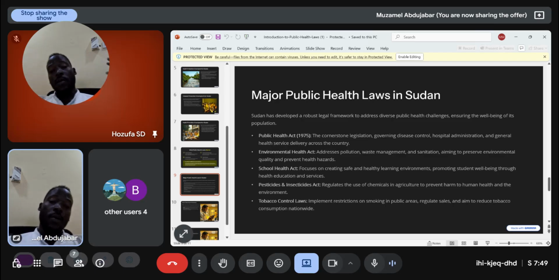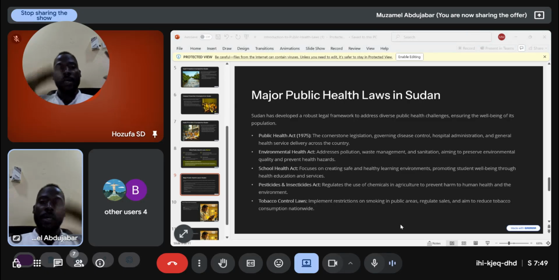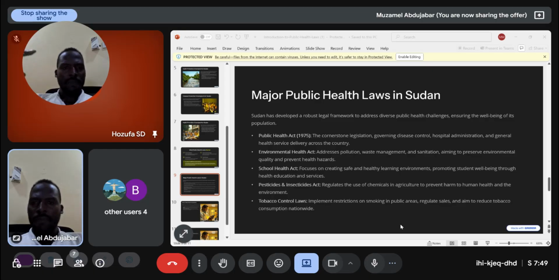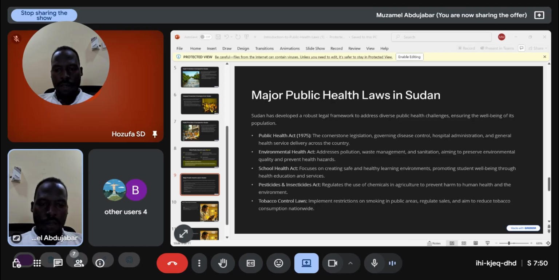During this course, we will go deeply into each law, because in any law we can see the regulations, the articles, items, and offenses. During that time, you will understand very well and understand the differences between these laws. This was the last slide.